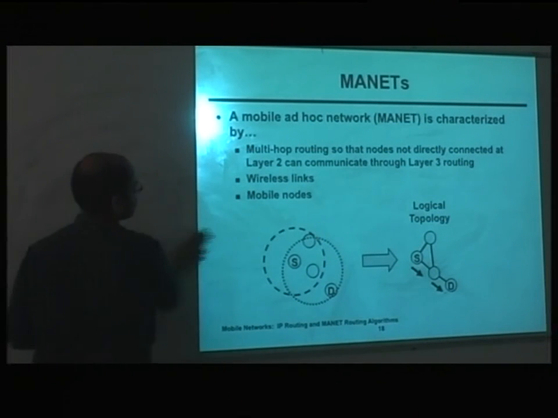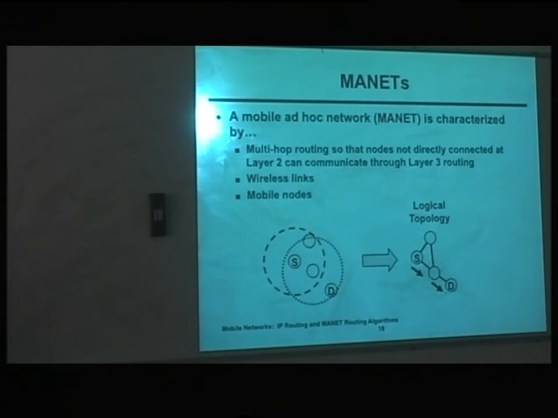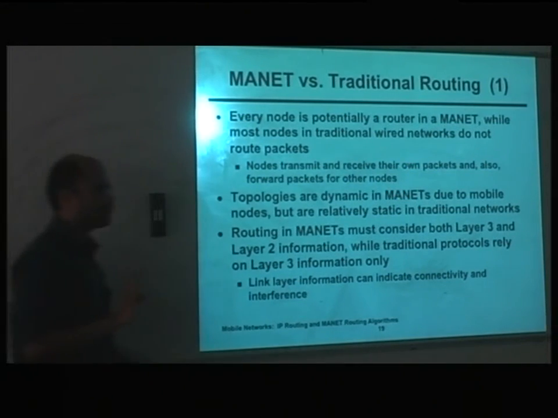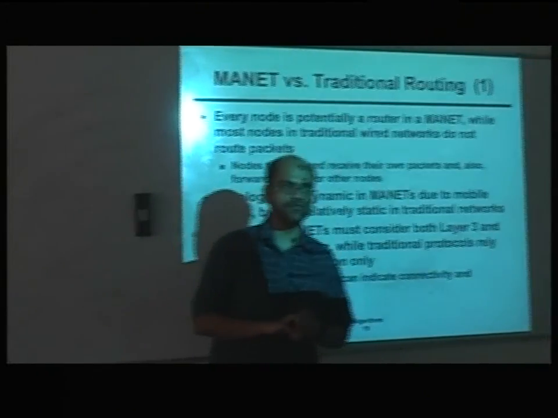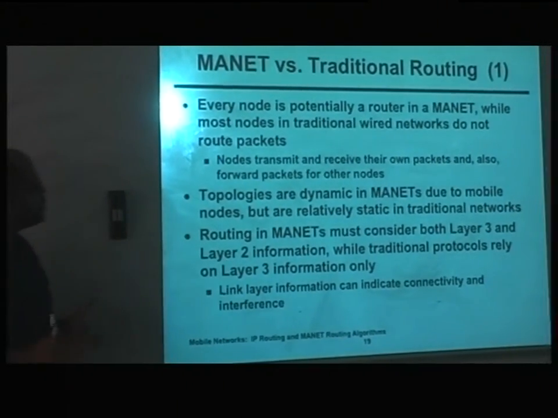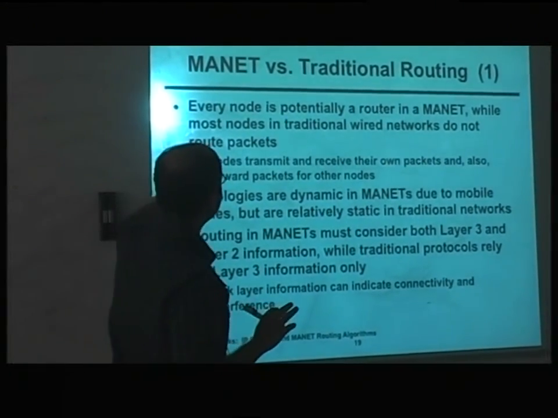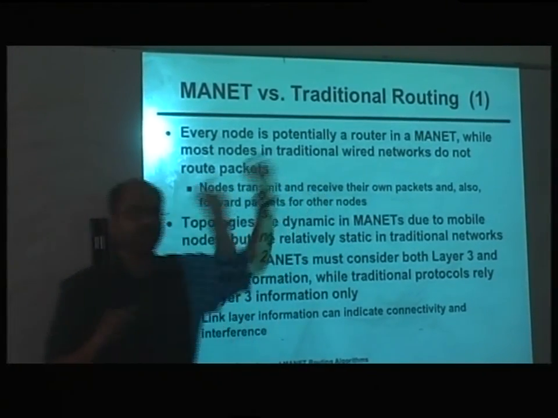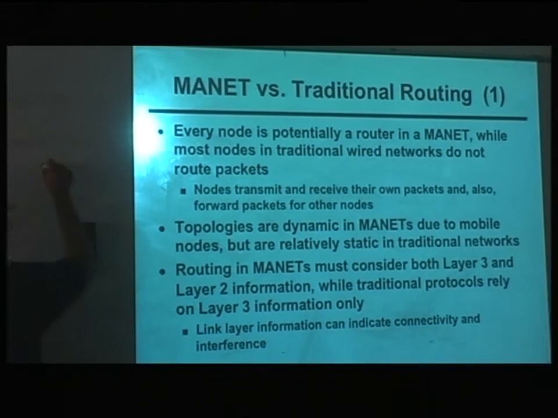Okay, so we'll see what the challenges are. There are lots of challenges, and because of that this field is not growing very fast; there are very slow deployments. Every node is potentially a router. You can't say this is a router and this is a node, so you don't need two symbols in the network. Everybody is a router, so let's just use this one.